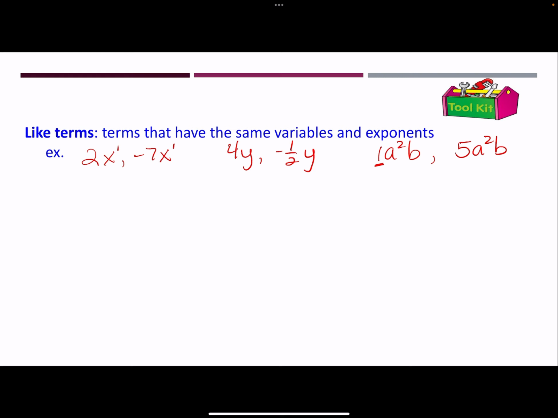Let me give you a non-example. What if I had negative 3x squared y and 10xy squared? So I see a squared, I see an x and a y, but they're not exactly the same because in the first term we have x squared y. In this term we have x y squared. So these are not like terms. That would be a non-example.